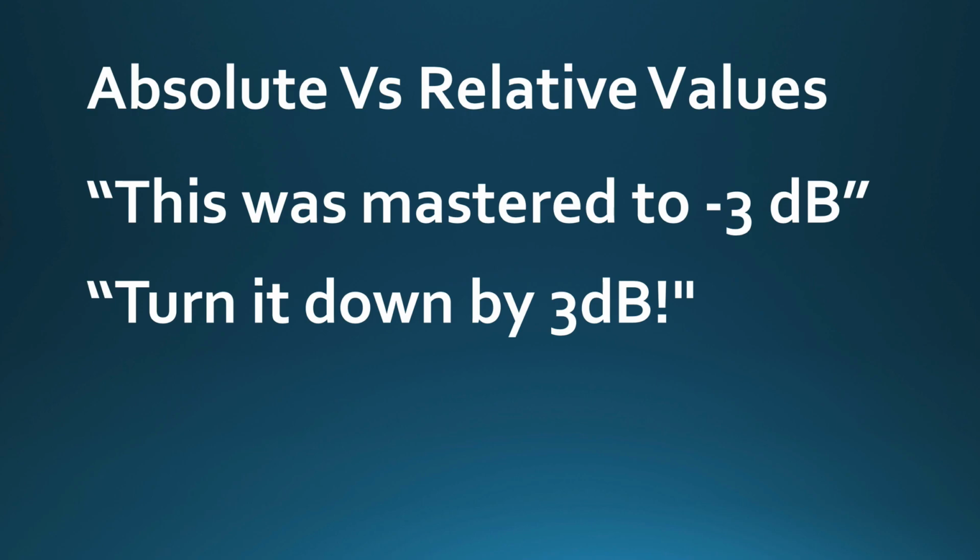The first one, this was mastered to -3 dB, is incomplete because when you're trying to represent an absolute value for how loud something is or how intense a signal is, you need a scale on which to plot it on. So right now, it just says -3 dB, but it doesn't tell us what scale we are measuring it on. However, turn it down by 3 dB is perfectly legitimate because that's a relative value. You're just turning it down by 3 dB from what it was and to 3 dB below that.